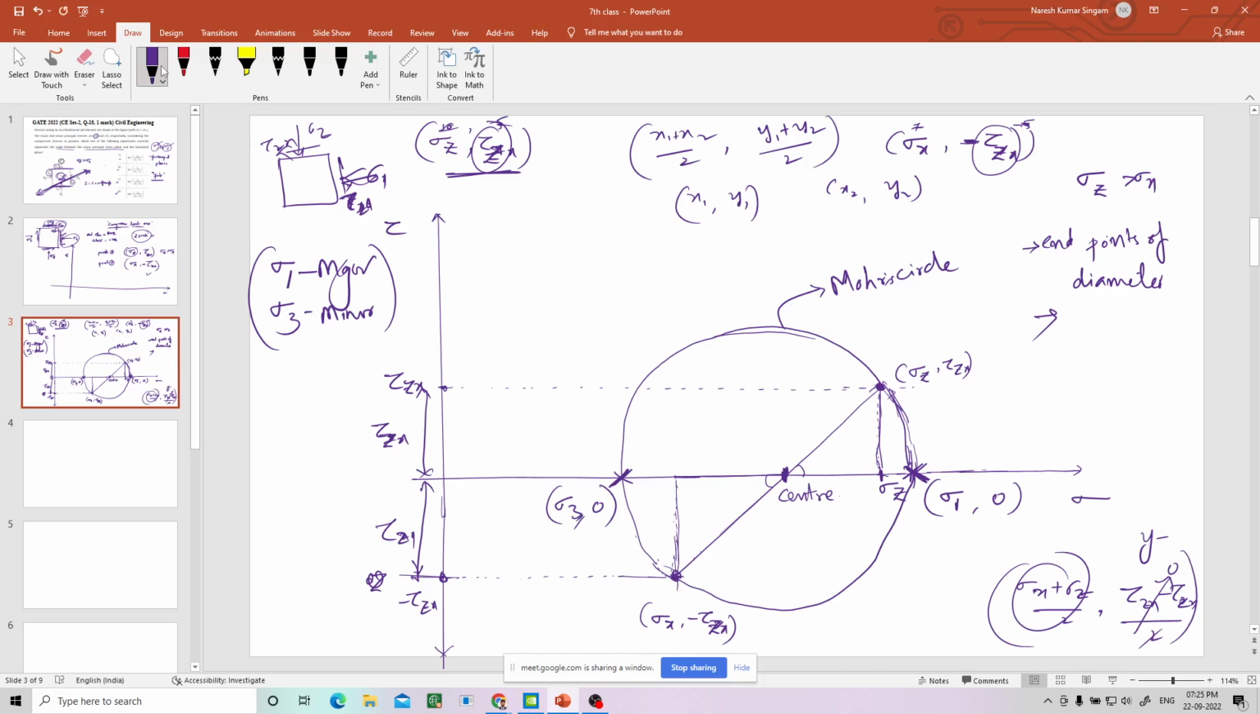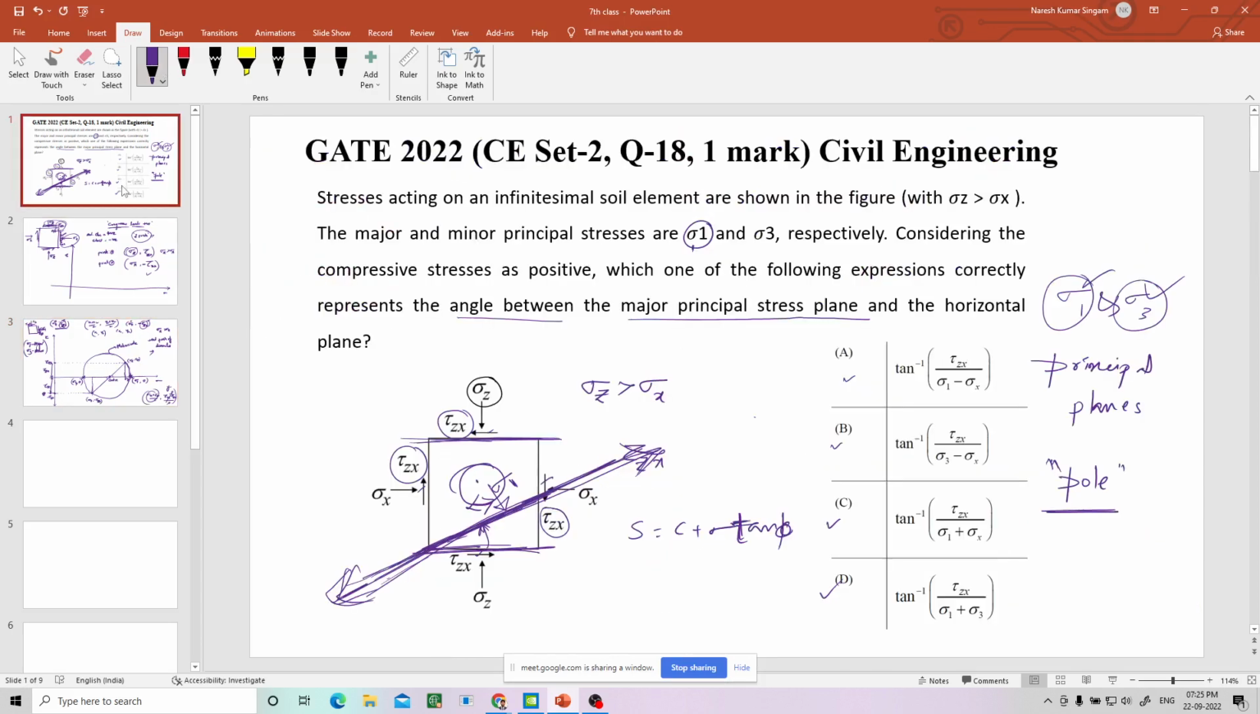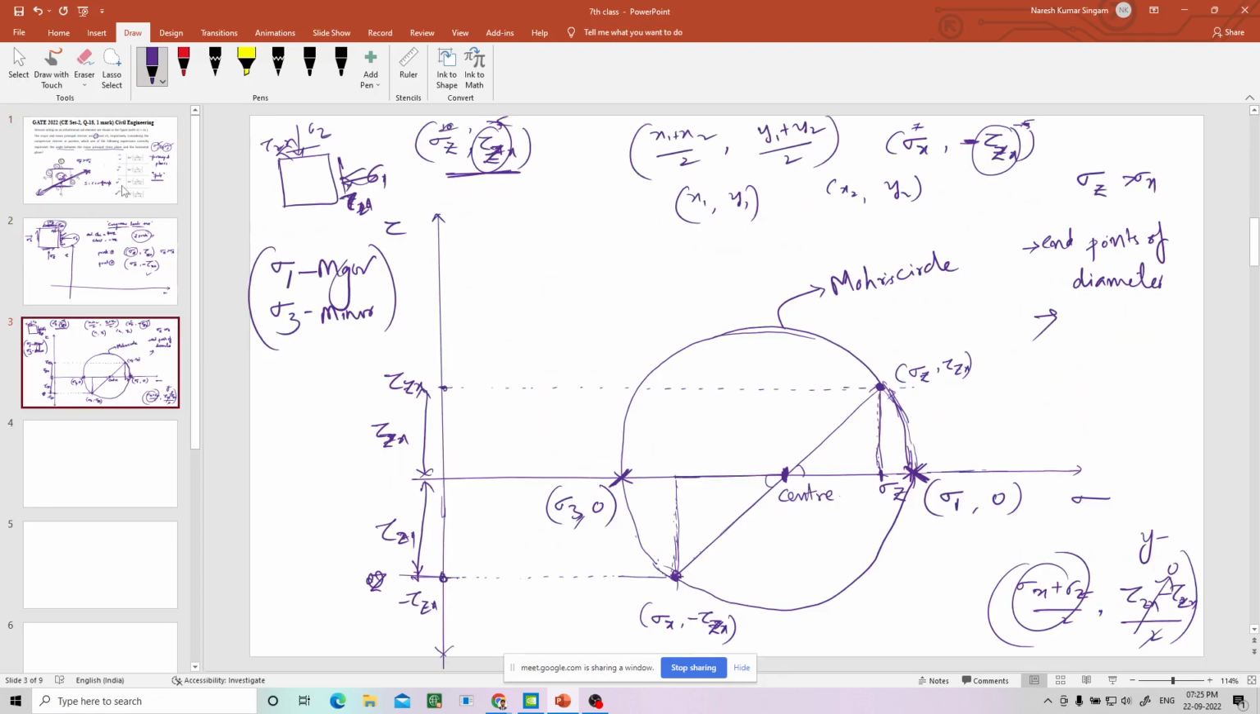What is the next point? What do we have to do? We have to find the angle between the major principal plane and the horizontal plane. For that, the pole is, let me erase this first.